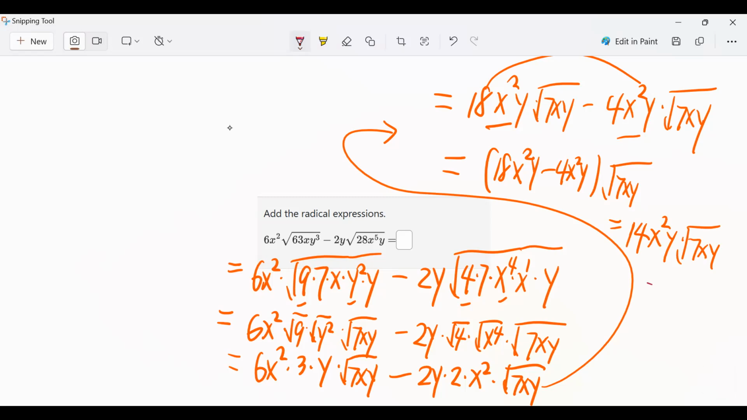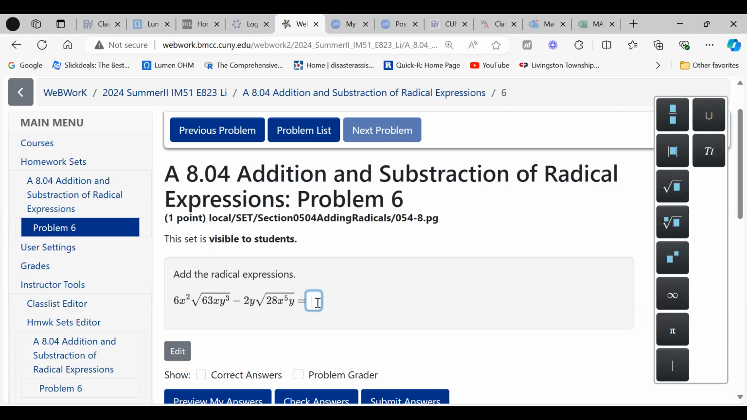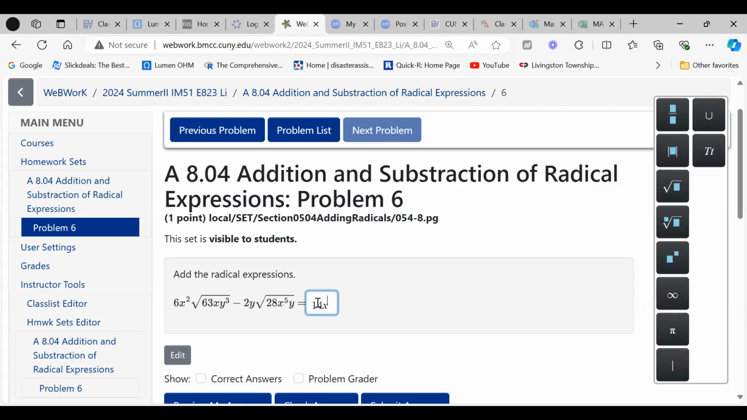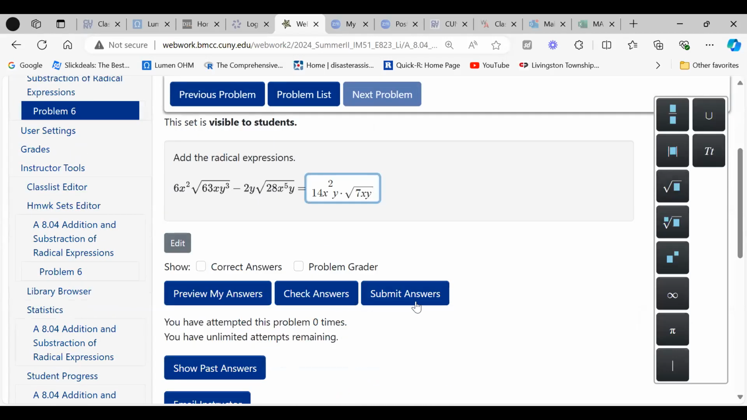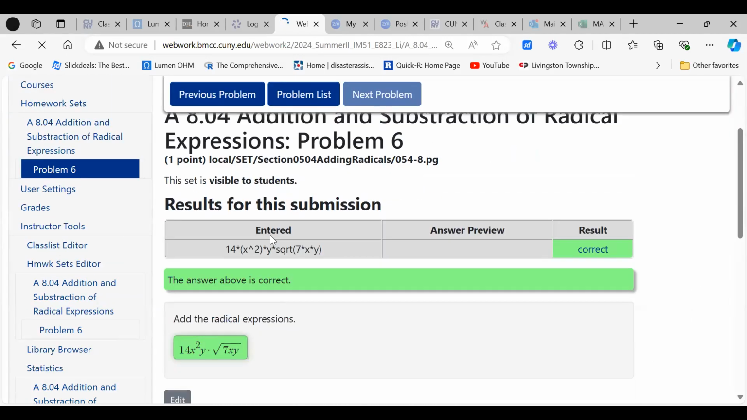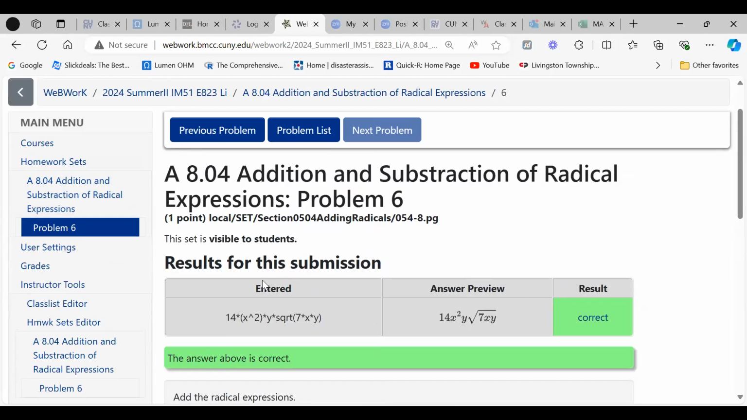Any questions? The answer is 14x squared y times square root of 7x. Submitted. It's the correct answer. This is 8.4.